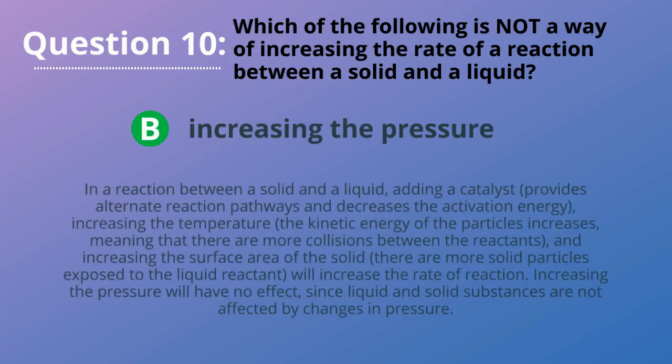In a reaction between a solid and a liquid, adding a catalyst provides alternate reaction pathways and decreases the activation energy. Increasing the temperature increases the kinetic energy of the particles, meaning that there are more collisions between the reactants, and increasing the surface area of the solid, so more solid particles are exposed to the liquid reactant, will increase the rate of reaction. Increasing the pressure will have no effect, since liquid and solid substances are not affected by changes in pressure. If you had a hard time with this question, be sure you notice the word "not" in the question. It can really make a difference in which answer you choose.